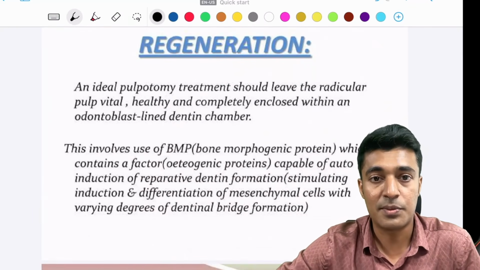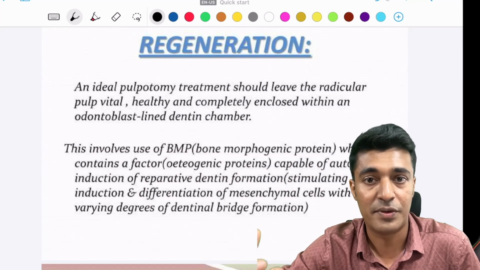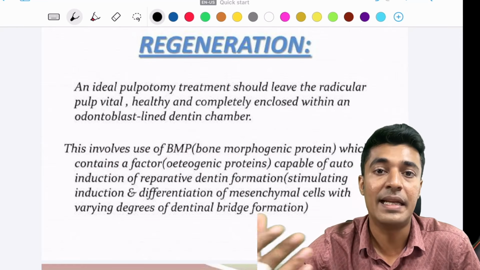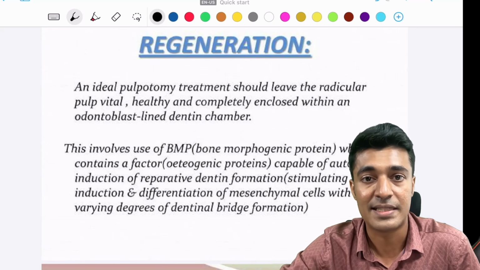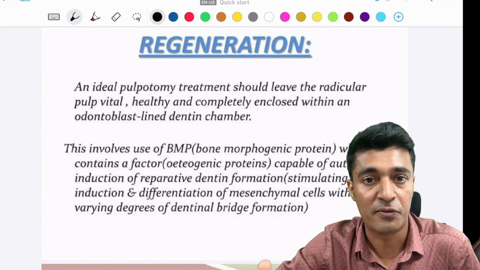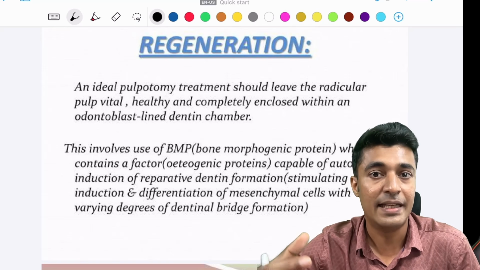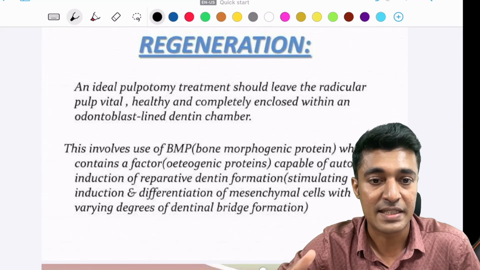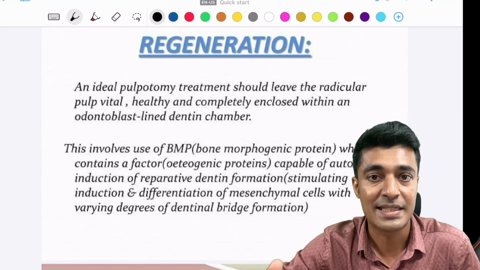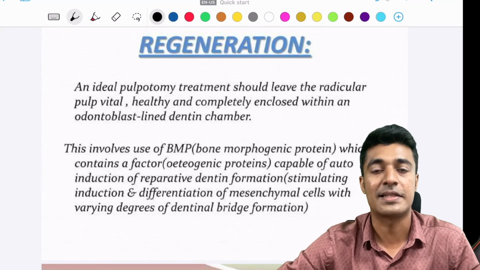So coming to the last procedure, which is regeneration, an ideal pulpotomy treatment should leave the radicular pulp tissue vital, healthy, and completely enclosed within an odontoblastic dentine-like chamber. This is achieved with the help of bone morphogenetic proteins and MTA. What these materials do is that they are capable of inducing differentiation and proliferation of the mesenchymal cells into odontoblastic cells that are capable of forming dentin. So this concludes my presentation. Thank you.